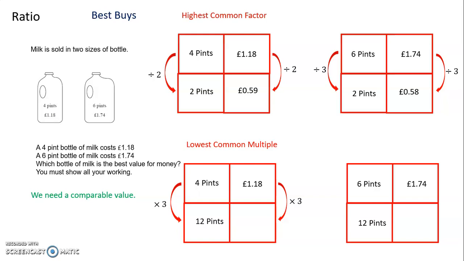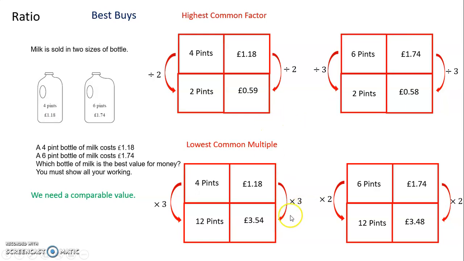You're not going to use a calculator for this question. So if you multiply £1.18 by 3, then you're going to get an answer of £3.54. And for the other ratio, I'm going to need to multiply by 2. And so I might need to do some working again for this. And the answer is going to be £3.48.